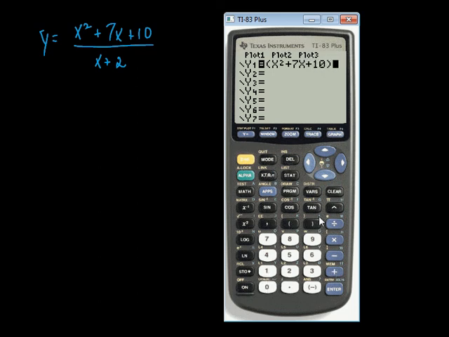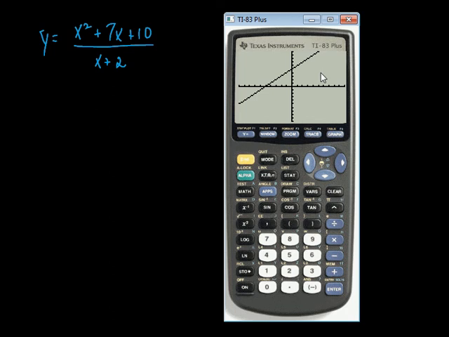Close the parentheses, and it's divided by, I'm going to put the bottom in parentheses as well, since it's a sum, x plus 2. And close it. All right? And let's graph it. Let's just see what it looks like. So it looks like a straight line, doesn't it?